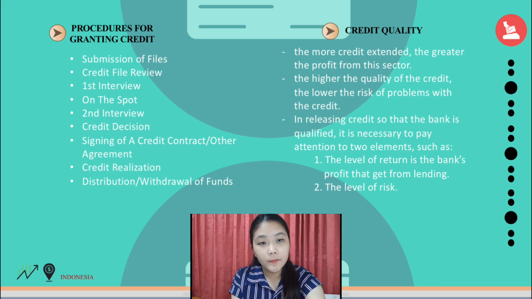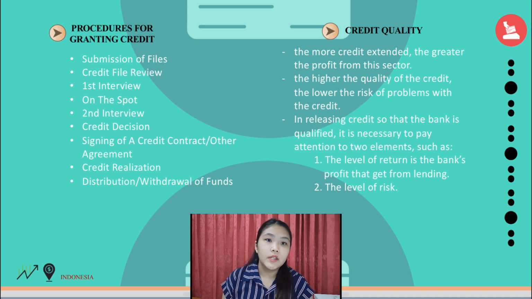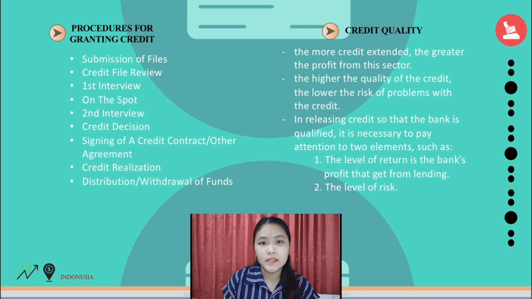Okay, now I will explain about credit quality. The bank's survival depends on the amount of credit disbursed in a period. That is, the more credit extended, the greater the profit from the sector. In practice, with a large number of credits disbursed, attention should also be paid to credit quality. In other words, the higher the quality of the credit, the lower the risk of problems with the credit. A large number of credits can lead to losses if the disbursed credit is of poor quality and leads to problem credit.